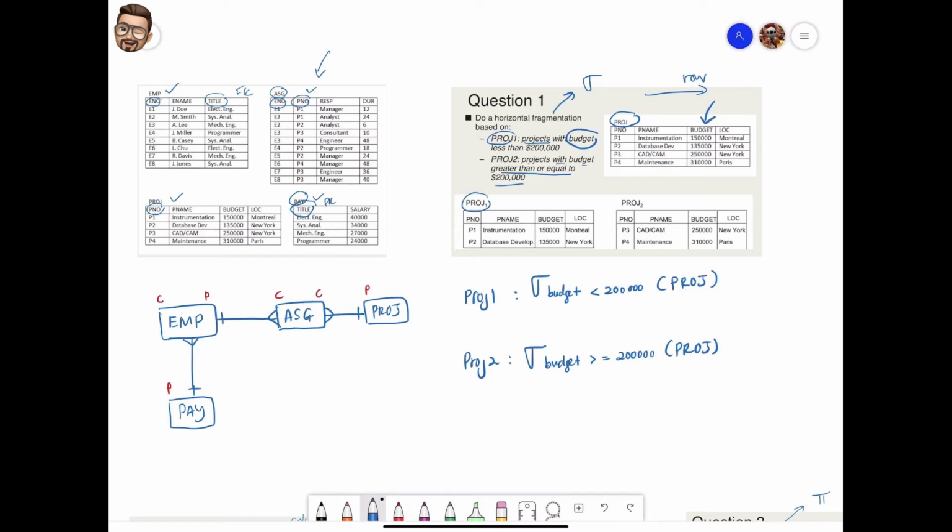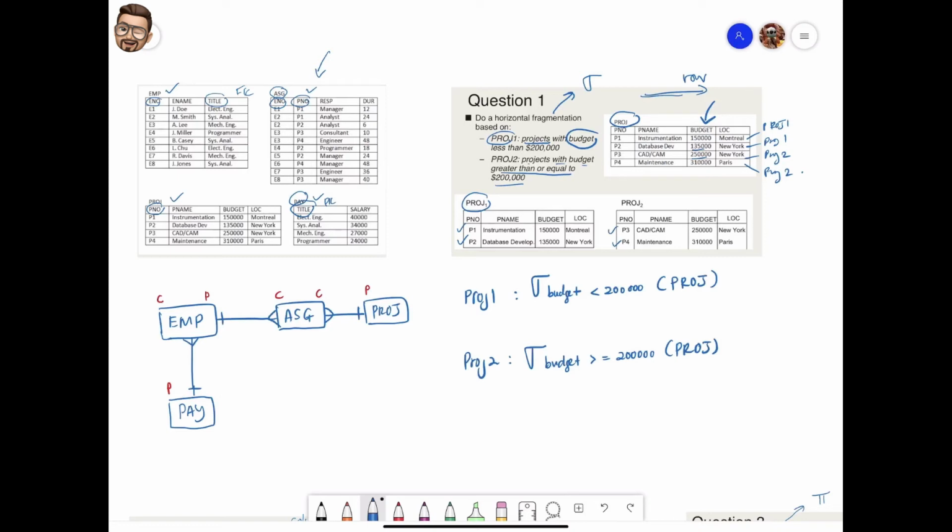After you have these two fragments, take a look at P1. Where will P1 go, project 1 or project 2? Since the budget is less than 200k, it will go to project 1. This one is 135k, project 1. This one is 250k, project 2. So in the end, after we divide according to this relational algebra, we will get P1 and P2 in project 1, and P3 and P4 in project 2.